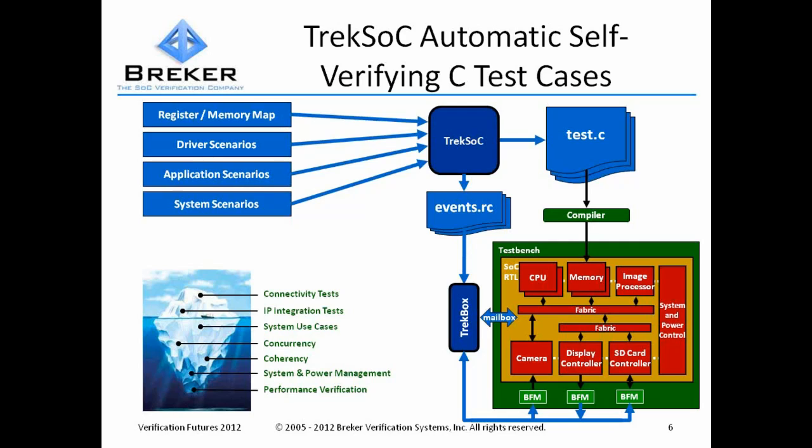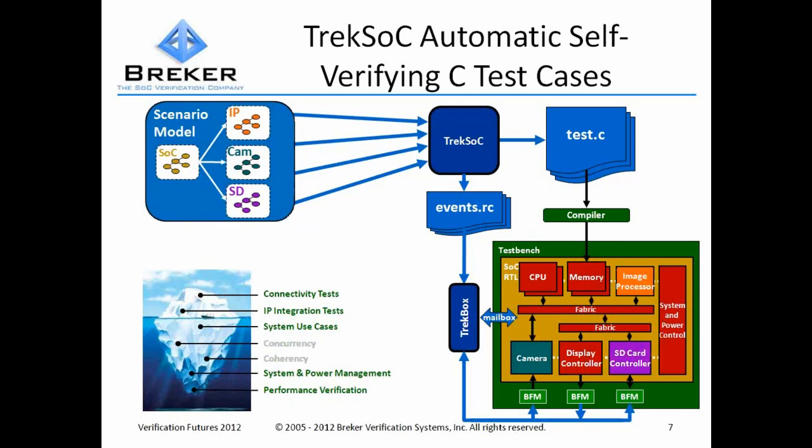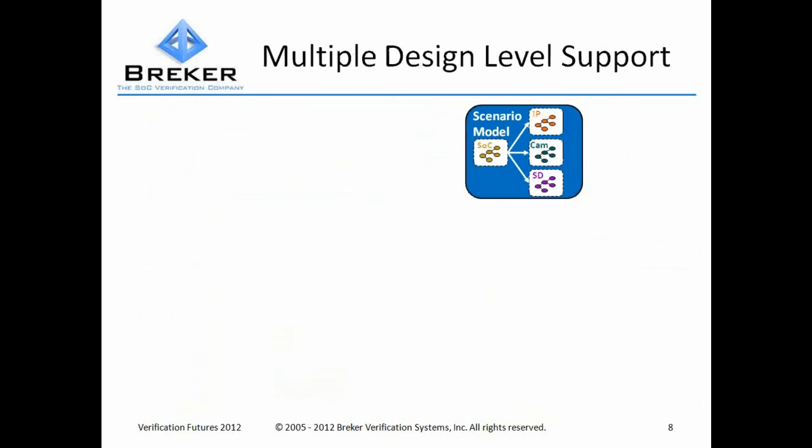Previously, we talked about BFMs. Because you're working on a much higher abstraction level, this allows you to stress your system much more than you could ever do with a handwritten C-test. Those scenario models basically consist of graphs. And I have some later slides talking a little bit more about graphs. The great thing about graphs is that you can easily connect them to each other.